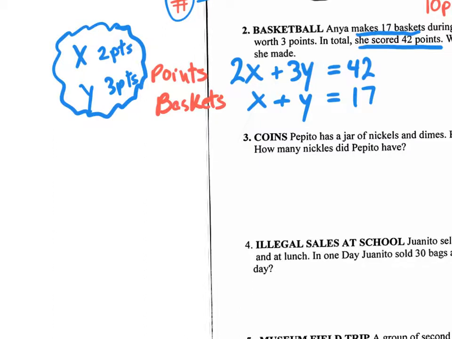So we don't have money involved. When we do have money, then you would say, oh, 5 cents for each nickel, 10 cents for each dime, or whatever the case is. But right here, we're talking about points. So making an equation on points is 2 points for each 2-pointer, 3 points for each 3-pointer, and we're talking about total points here. An equation based on baskets is you don't know how many 2-pointers, you don't know how many 3-pointers, but you know if you add them together, it's a total of 17 baskets.